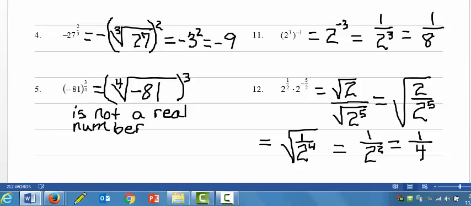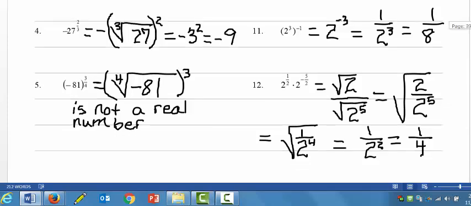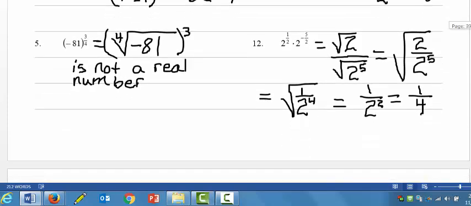So I'm looking at that a little differently than I looked at it in class. And I'm actually using the quotient rule of radicals, which we have seen before and we'll review again in a moment.